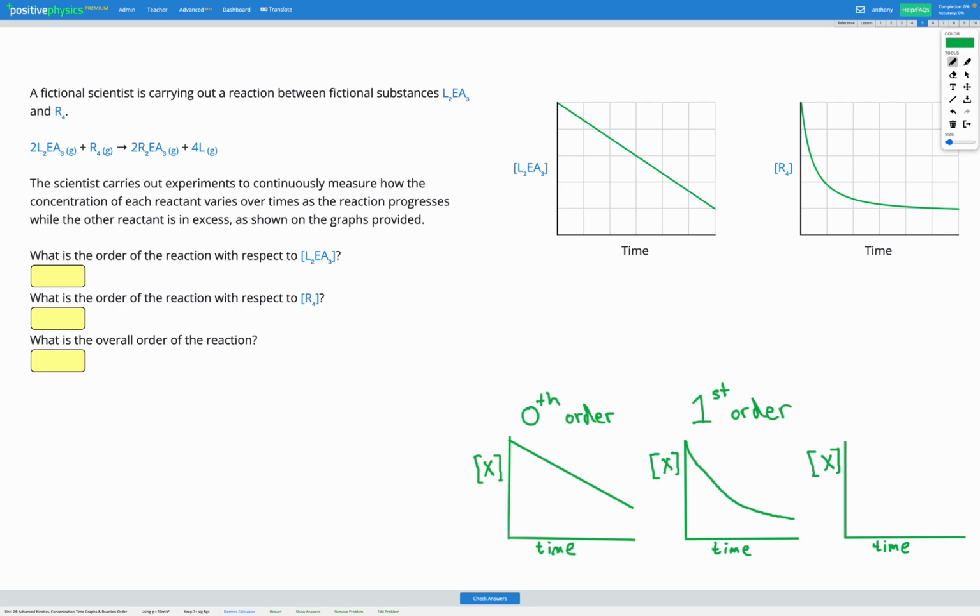As the slope becomes less steep, that's showing our reaction rate is decreasing, which makes sense because our concentration of that reactant is decreasing. So the reaction rate is decreasing at the same time because it's 1st order, so those are proportional to each other. Lastly, we'll look at 2nd order.